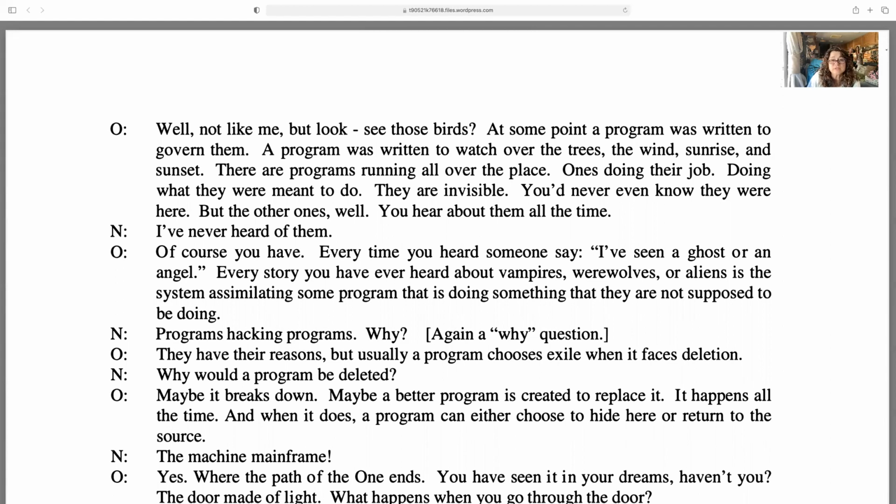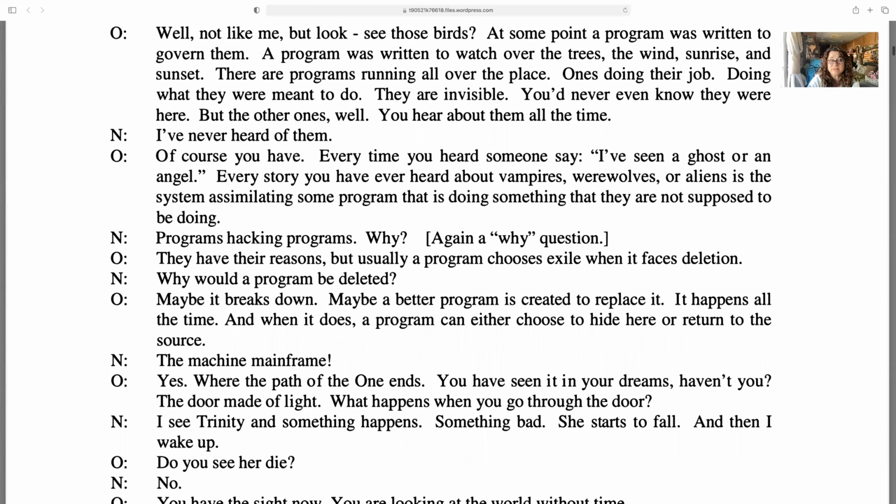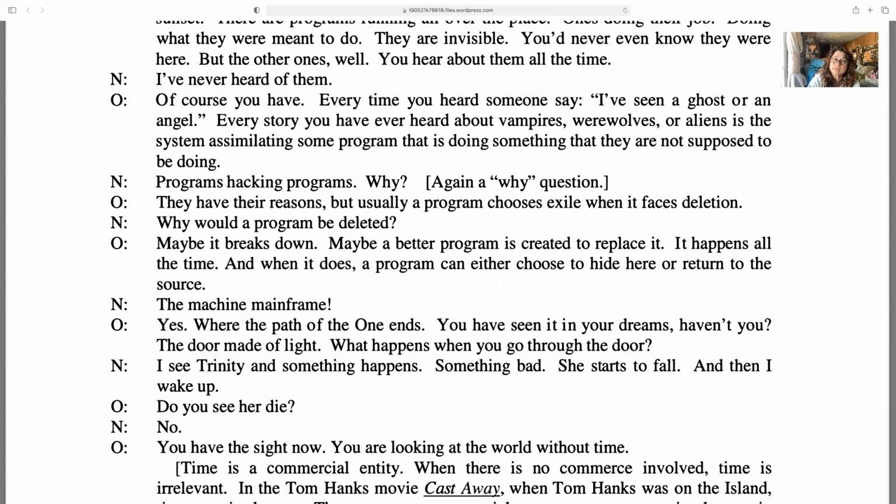But the other ones, well, you hear about them all the time. Neo, I've never heard of them. Oracle, of course you have. Every time you heard someone say, I've seen a ghost or an angel, every story you have ever heard about vampires, werewolves, or aliens is the system assimilating some program that is doing something that they are not supposed to be doing. Neo, programs, hacking programs, why? Again, a why question. Oracle, they have their reasons, but usually a program chooses exile when it faces deletion.